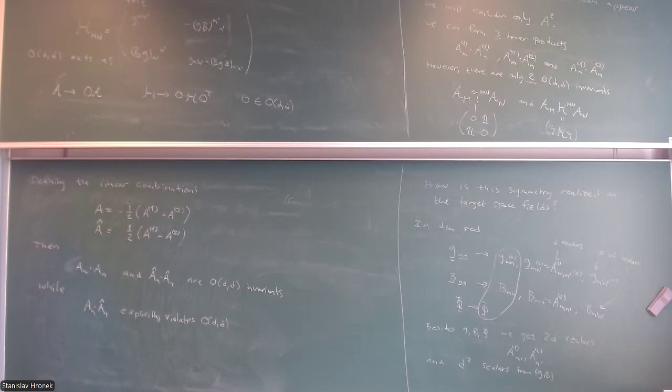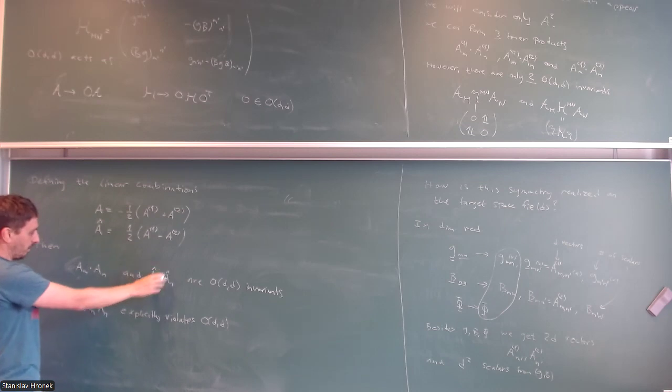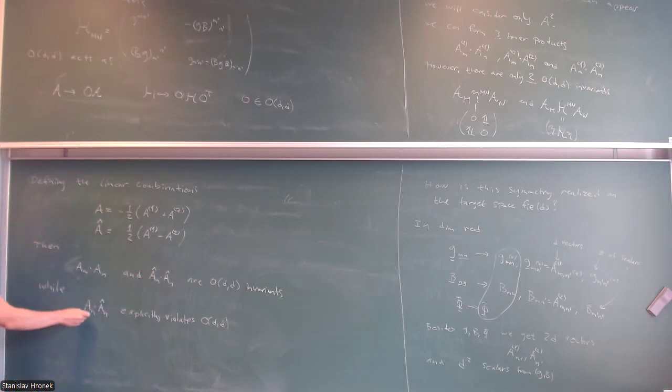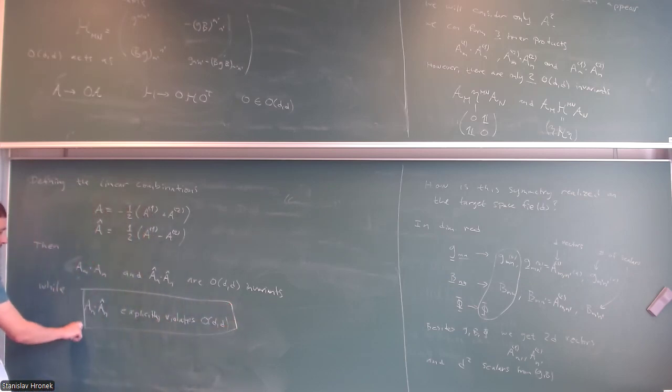And this goes back to your comments. This A will be rotating under one copy of O(D), so the inner product is always invariant. The A hat will rotate under the other copy, so the inner product is invariant. If you take the inner product of the two, this is rotating under one O(D) and that's rotating under the other. So this phenomenon explicitly breaks O(D) x O(D). Okay, so this is the key observation that we use.